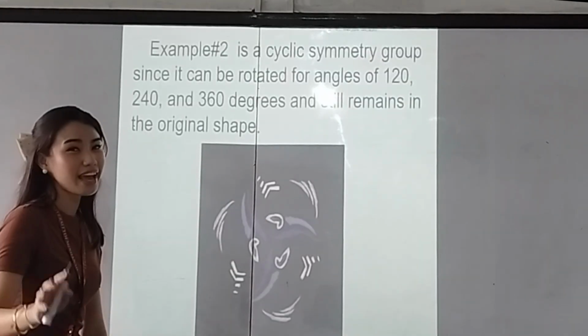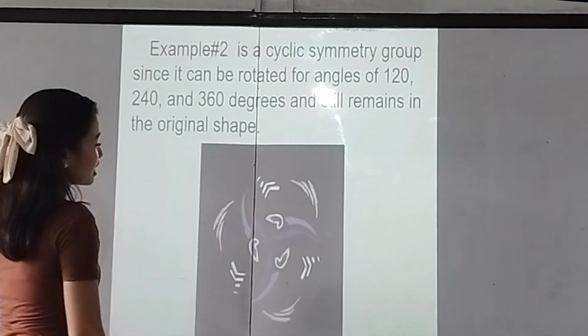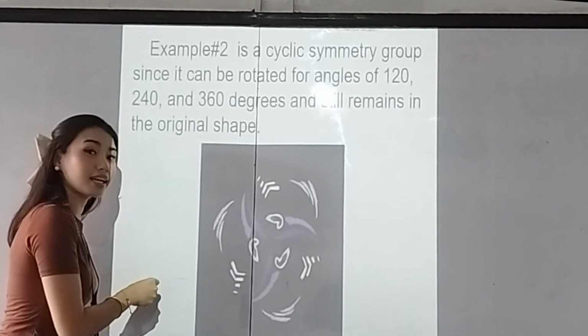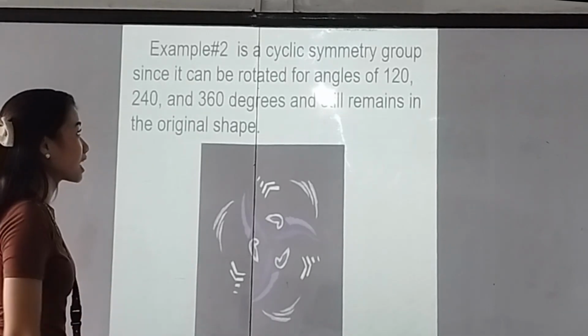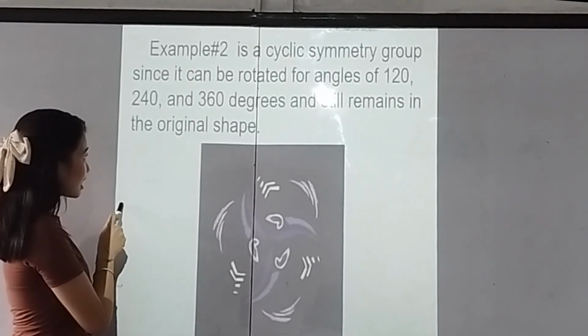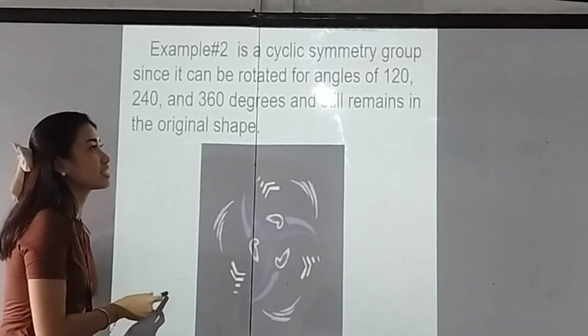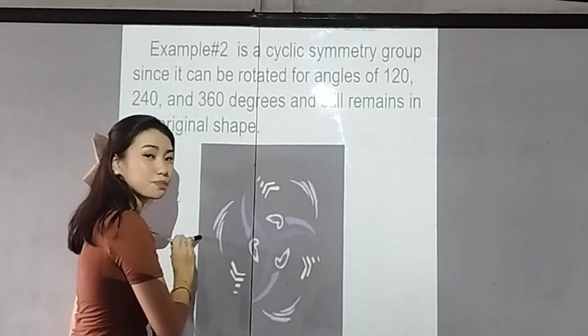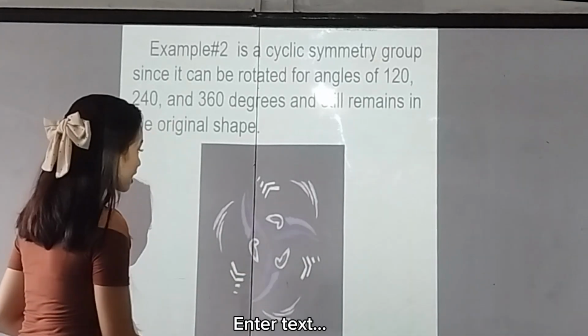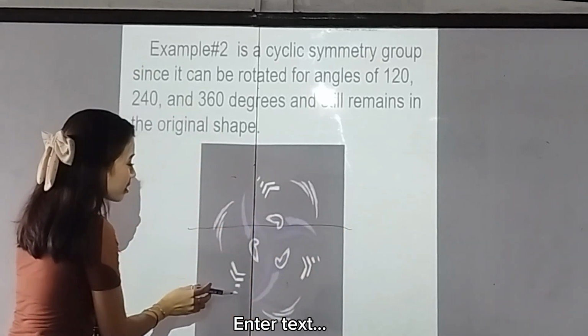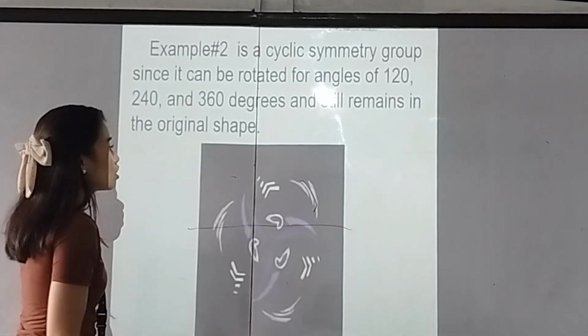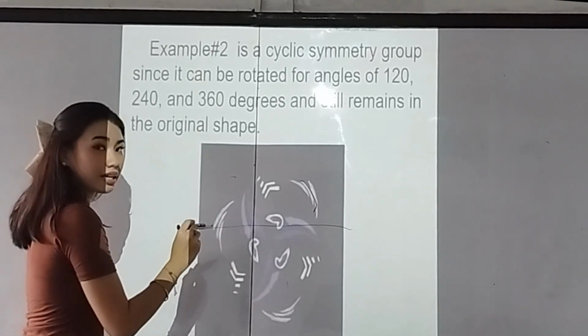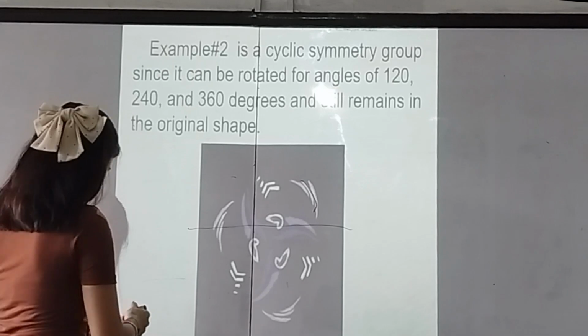For our next example, we have this picture. It is still a cyclic symmetry group since it can be rotated by angles of 120, 240, and 360 degrees and still remains in the original shape. If we fold this picture in half, it still does not coincide with the other half because of the curve.